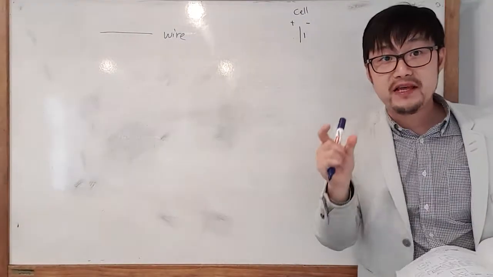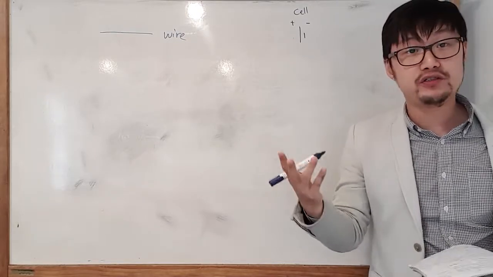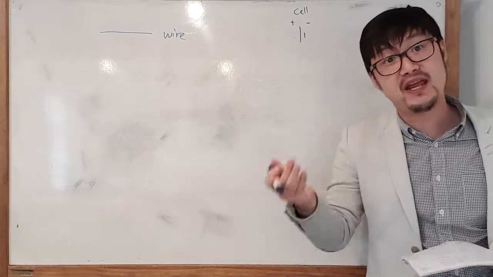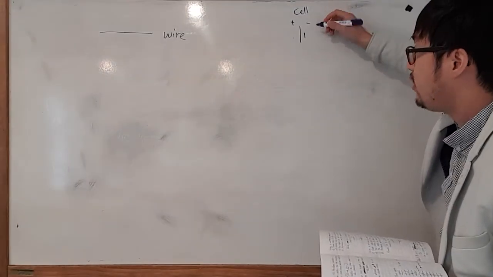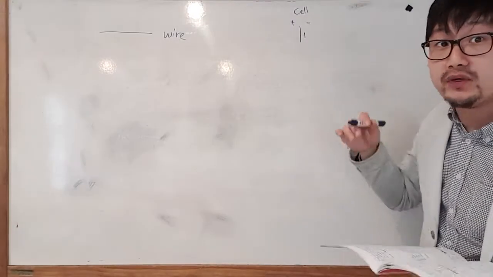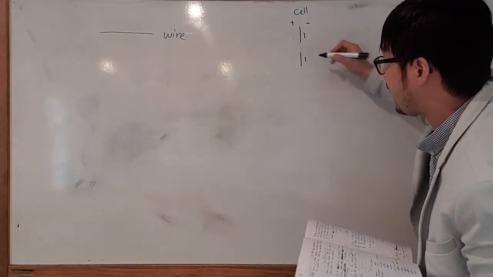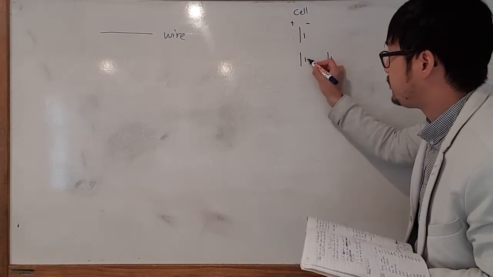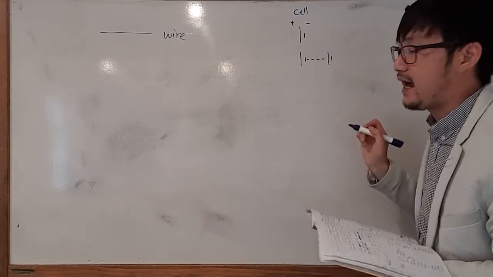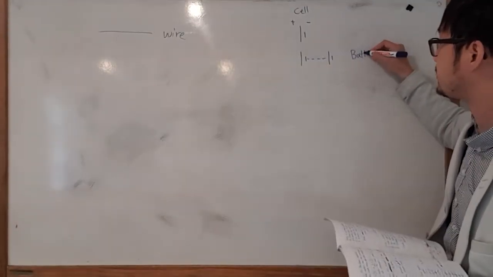A cell is the basic unit of a battery. A battery can have one cell, two cells, three cells, or many cells. That's why typically with this one we call it a cell. When we draw a battery and we don't know how many cells are inside, we draw a cell like this, then draw another cell over here, and use some dotted line to connect them together. This one we call a battery.